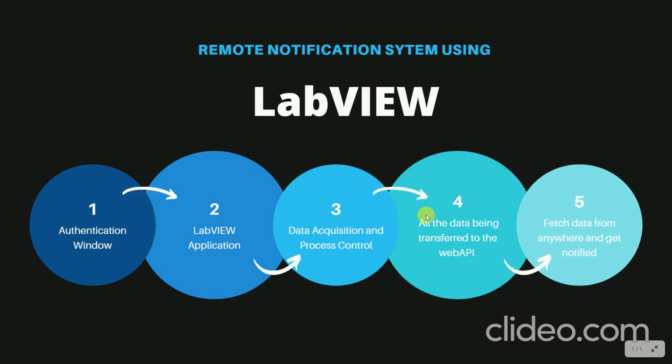Hello everyone, in this video we will see the remote notification system using LabVIEW. Firstly, the authentication window will open, then through that we will open the LabVIEW application, then we can acquire the data and also we can control the equipment. Then all these data will be sent to the web API in the JSON format. Then we can fetch data through any medium, either the web API or through mobile APIs. So let's begin.